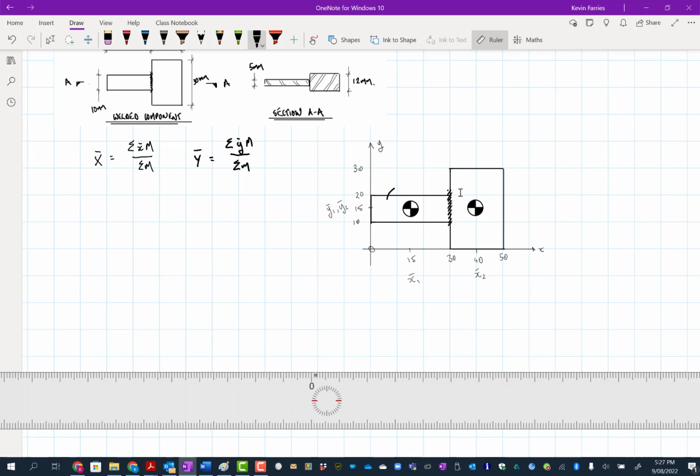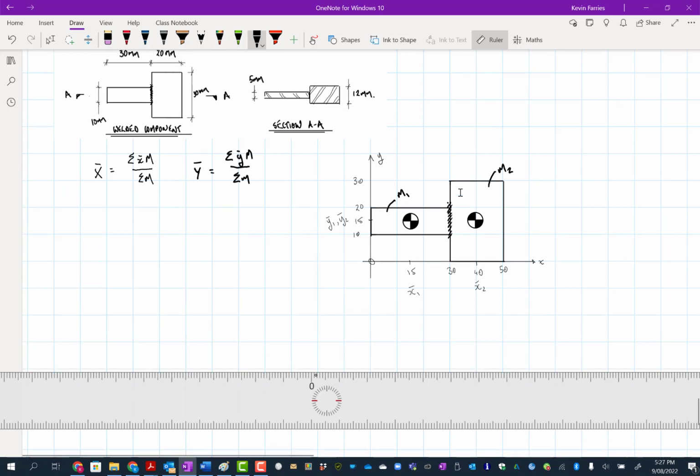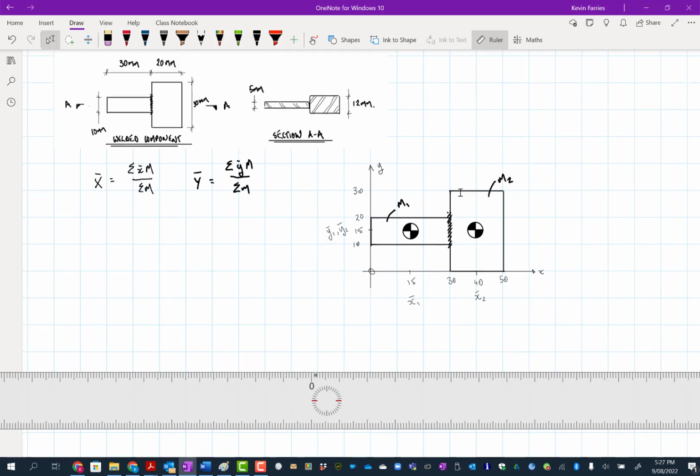So we'll call this shape 1. So this is going to have a mass m1. This is going to have a mass m2. Easiest way to calculate this, okay, so what I'll do is I'll just calculate the mass of each of those shapes.